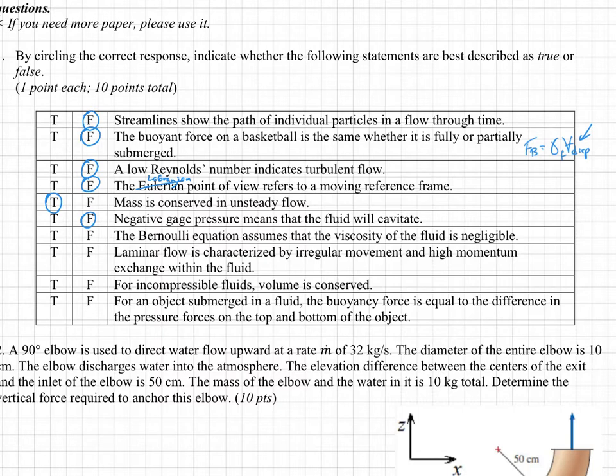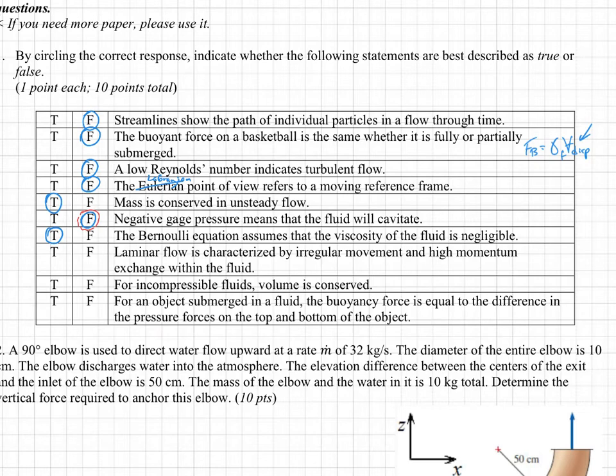very, very negative. This is one where it's definitely false, but I might give you a point there, just because negative gauge pressure really is required for a fluid to cavitate, but it's not going to cavitate just because it has negative gauge pressure. Okay, the Bernoulli equation assumes the viscosity of the fluid is negligible. That's true. Basically we always say it's inviscid, or there's no friction.